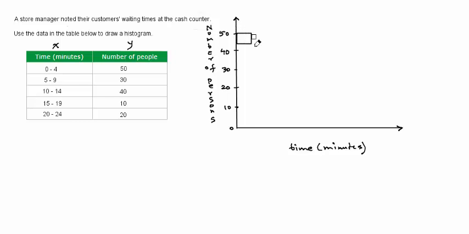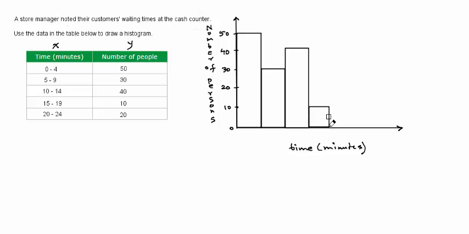The first bar is 50, the second bar is 30, the third bar is 40. I'm actually going to start from here. The fourth one is a 10, and the fifth one is a 20.